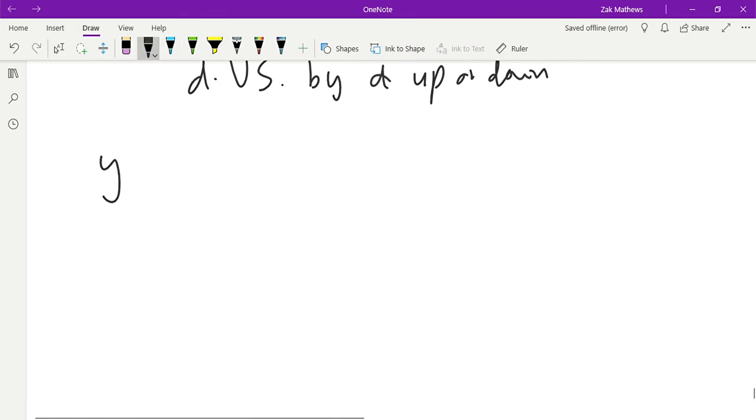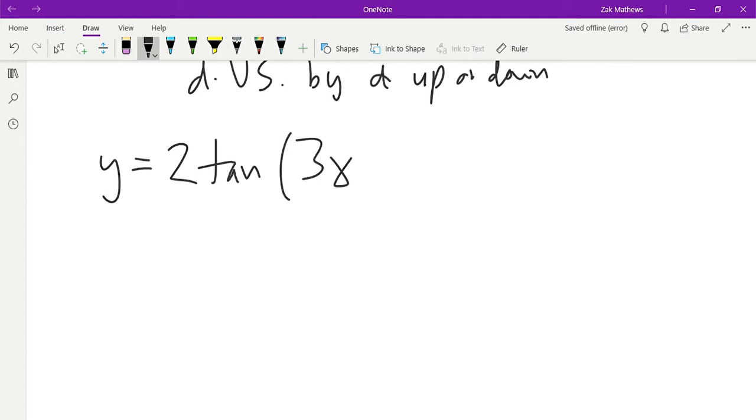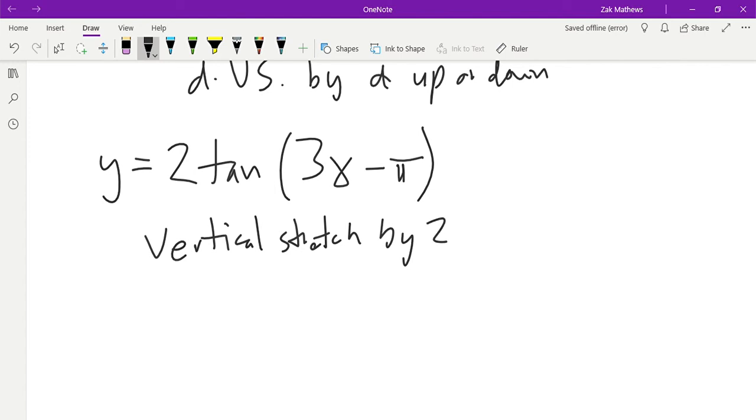So let's take an example. Let's say we have y is equal to 2 tangent of 3x minus pi. Well, I'm going to just take it piece by piece, the 2. I can't call it an amplitude anymore, but I can call it a vertical stretch by 2. The period is going to be influenced by that 3 there.